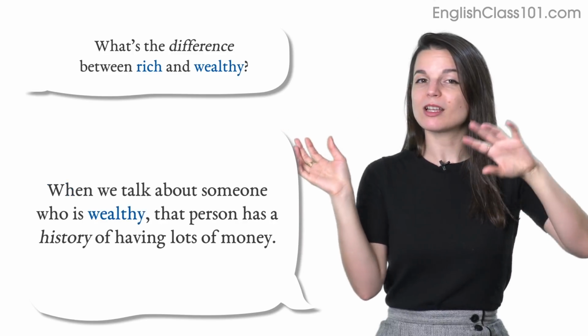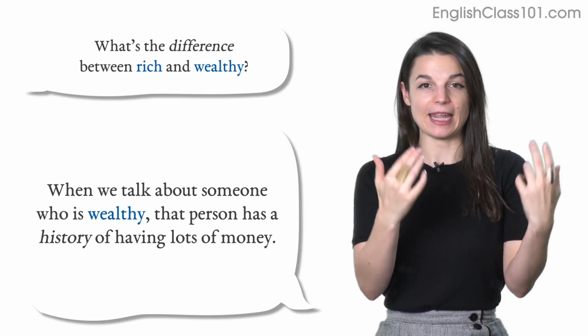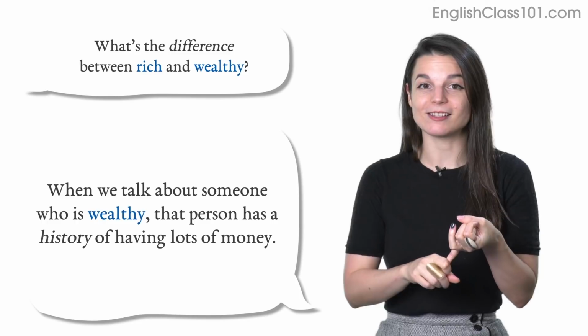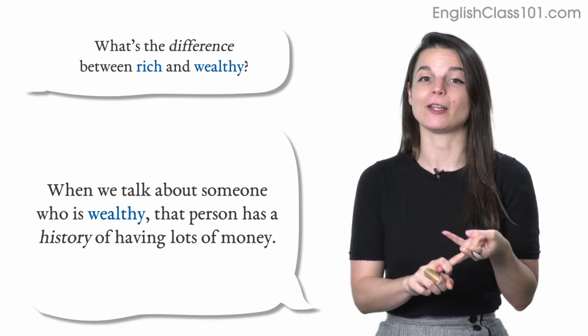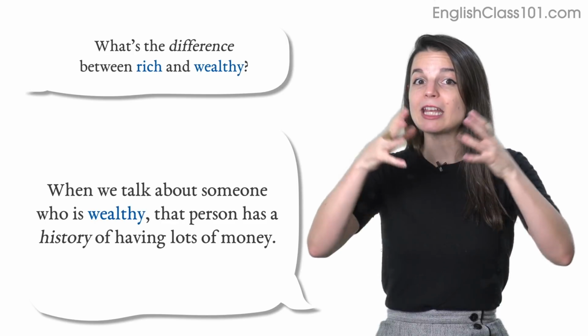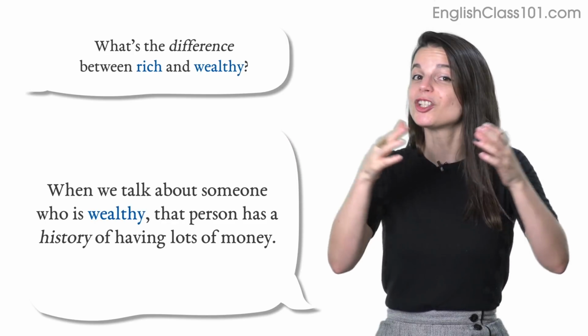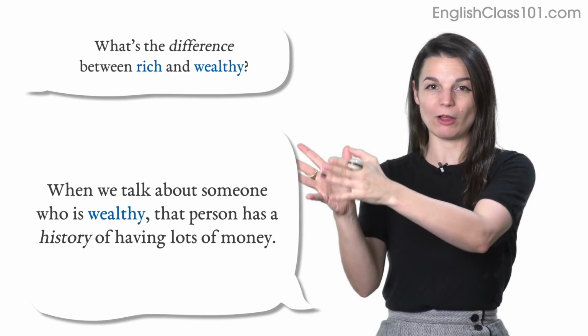When we talk about someone who is wealthy, we're talking about someone who has a history of having lots of money. Maybe their family has lots of money. For many generations, their family members have had lots of money. So it's a sustainable thing. It's something that has happened for a long time, a condition that has been true for a long time. That's someone who is wealthy.